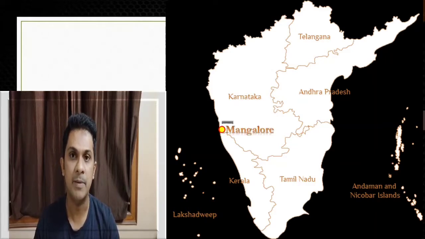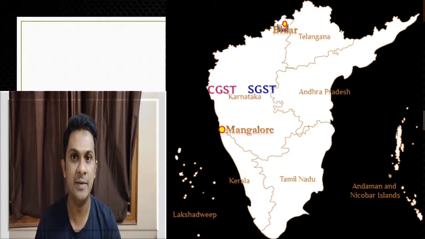Now we will consider our second instance. Let us assume the same seller who is in Mangalore is supplying the product to a buyer in Bidar. Since this supply is happening within the state, GST is applicable, but GST is now split into two categories, CGST and SGST. As I said, the rate of GST is 18%. Since it is split into two categories, now CGST of 9% and SGST of 9% is charged.